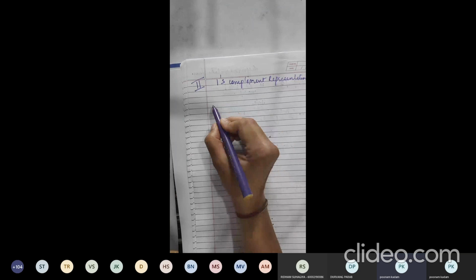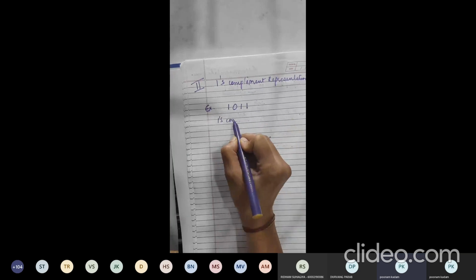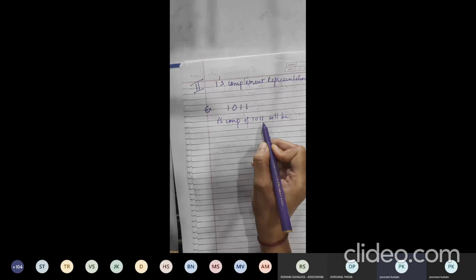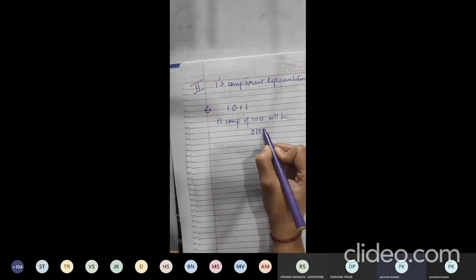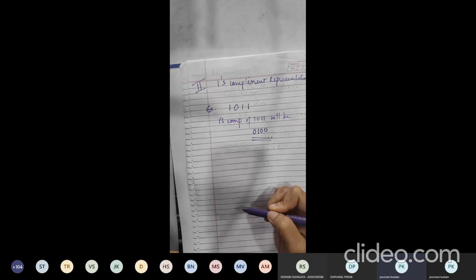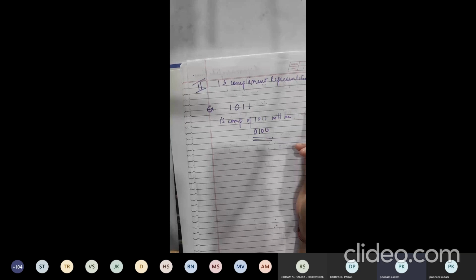For example, the one's complement of 1011 will be, you just invert each of these binary bits. Instead of 1 we'll write 0, instead of 0 we'll write 1, instead of this 1 we'll write 0, instead of this 1 we'll write 0. So this is the one's complement of binary number 1011. To obtain the one's complement of any binary sequence, you just have to invert each of the bit values: replace 1 by 0 and 0 by 1.